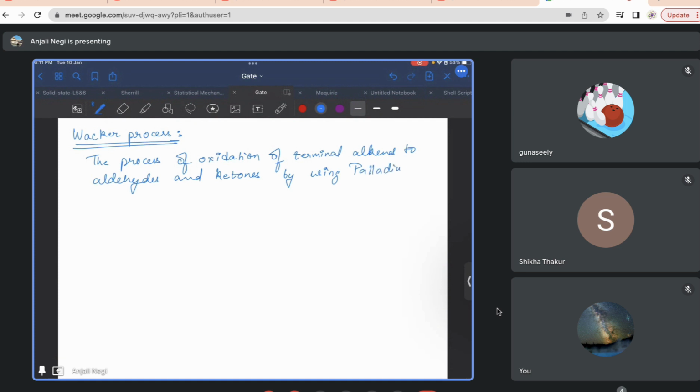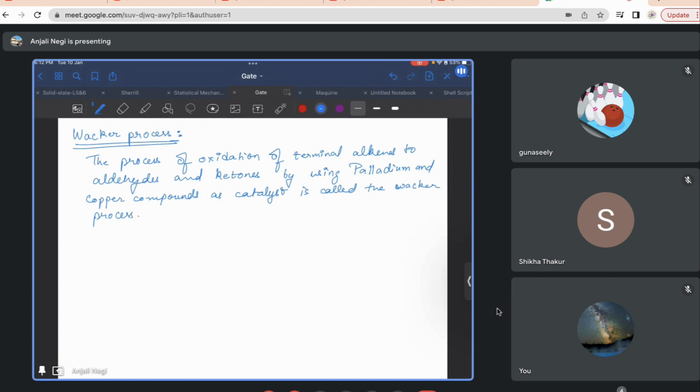Now by using palladium and copper compounds as catalyst. Still we don't know the exact one, so in the next I will tell. So this is what the Wacker process is. This is what we call the Wacker process.